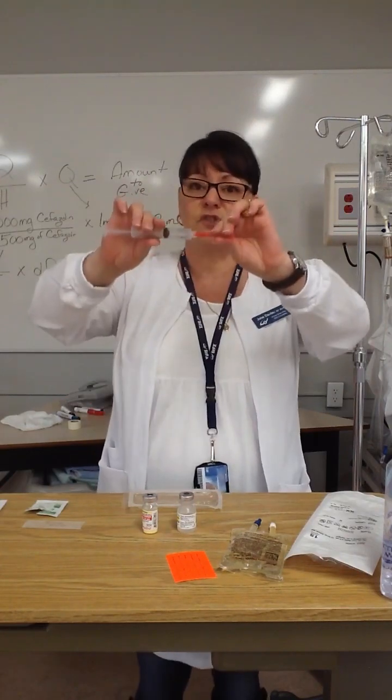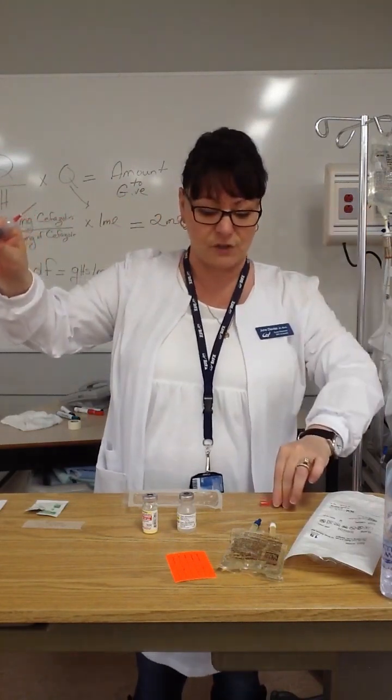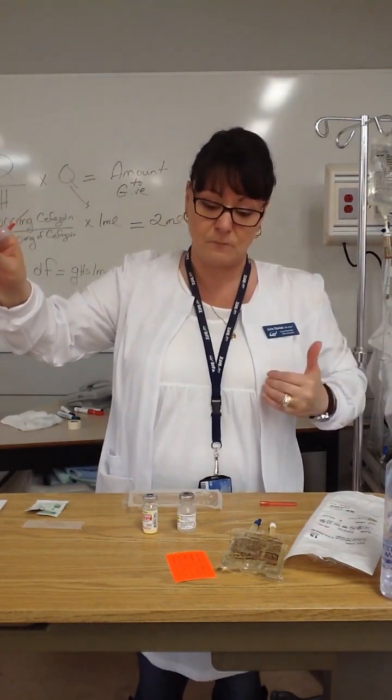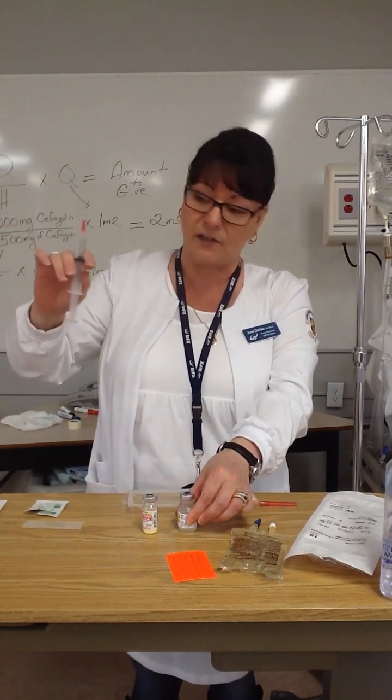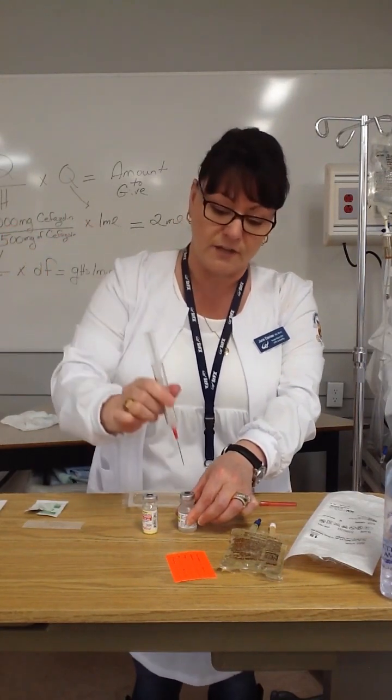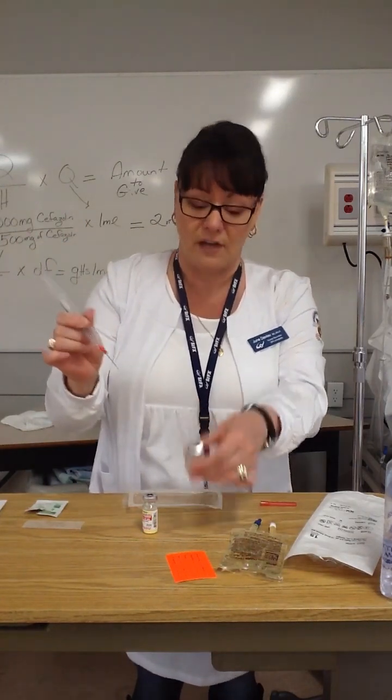I'm going to pull my cap straight off and away and set it down on a surface so that I can pick it up again after. I'm going to stabilize my vial with my non-dominant thumb and index finger. I'm going to turn my syringe like a dart. I'm going to pierce the top of that vial.